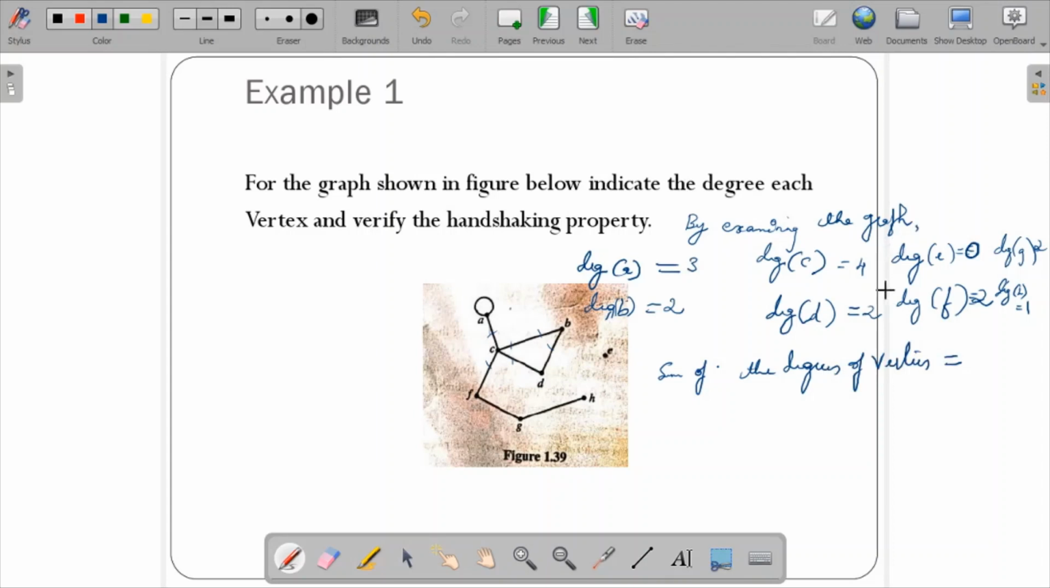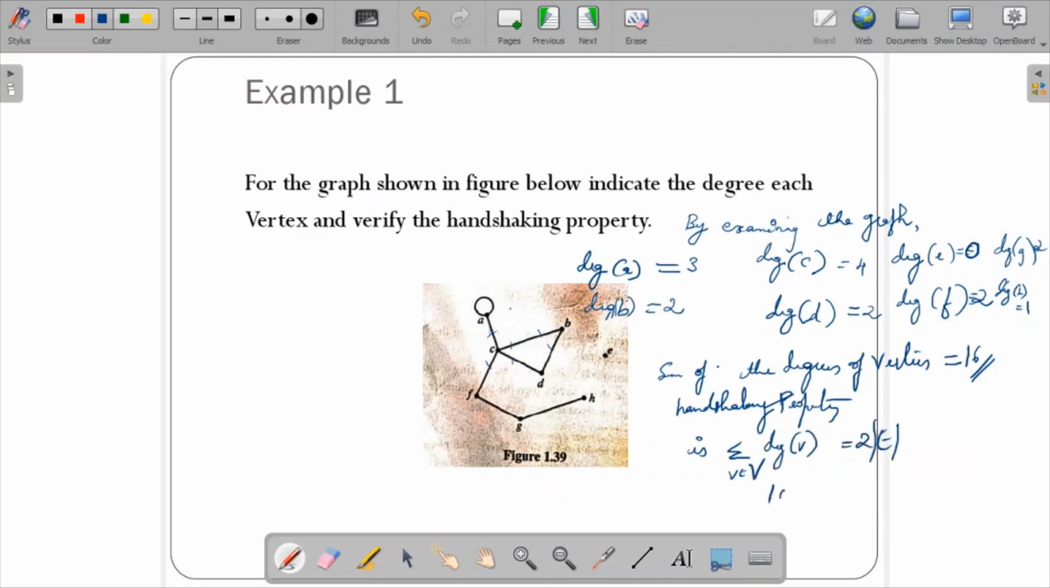So it would be 5 plus 6, it would be 11, 11 plus 2 is 13, 13 plus 2 is 15, and 16, so it is 16. We got the sum of the degrees of vertices equal to 16. Now they have told us to verify whether the handshaking property holds or not. So what is the handshaking property? It is the summation of the degree of v, for vertices v that belong to capital V, equal to twice the number of edges. So whether this is satisfied.